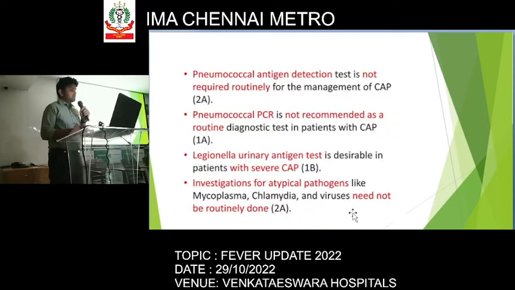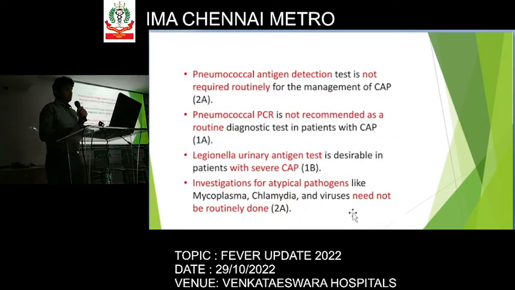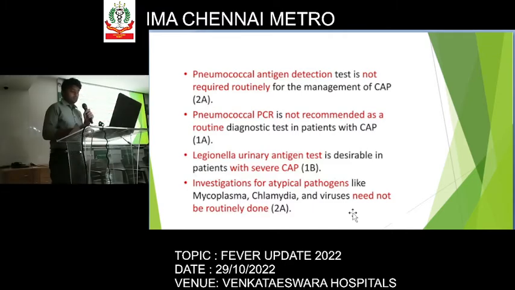And pneumococcal antigen testing is not routinely required. Pneumococcal PCR is not routinely required in community-acquired pneumonia. In severe community-acquired pneumonia, Legionella urine antigen testing can be done. And routine atypical pathogen analysis is not recommended unless there is a non-resolving pneumonia, in which case we can go for assessment of mycoplasma, chlamydia, and other organisms.